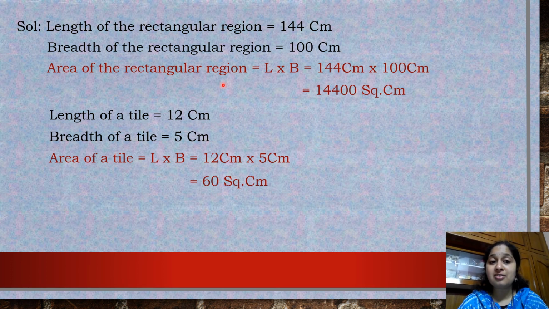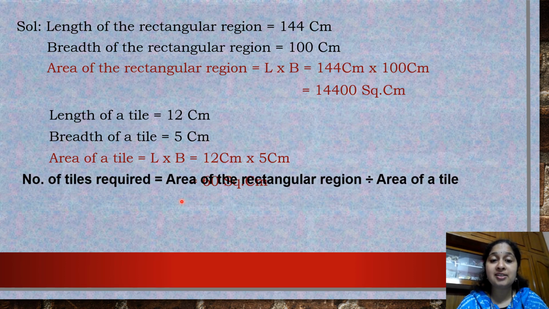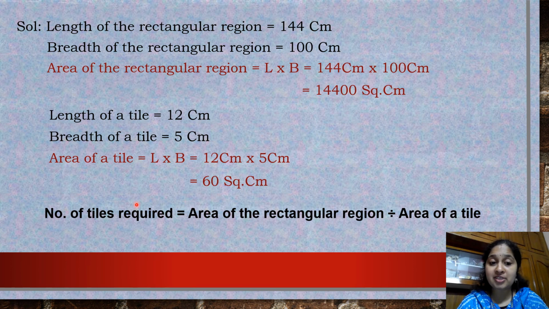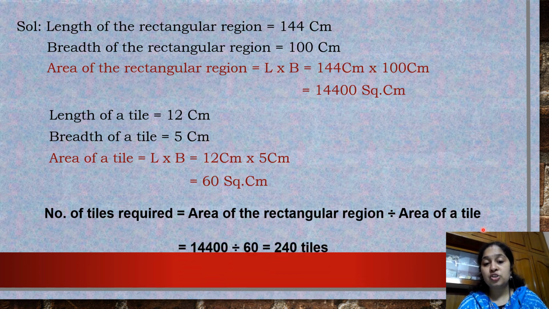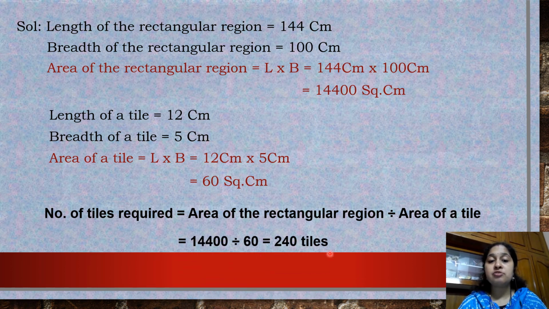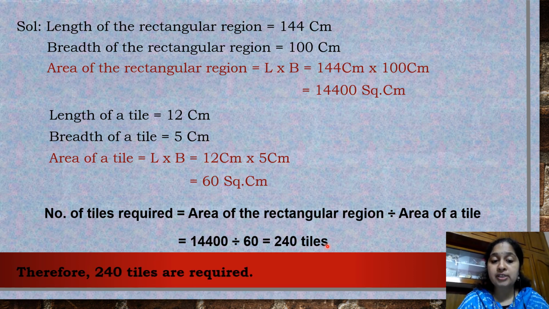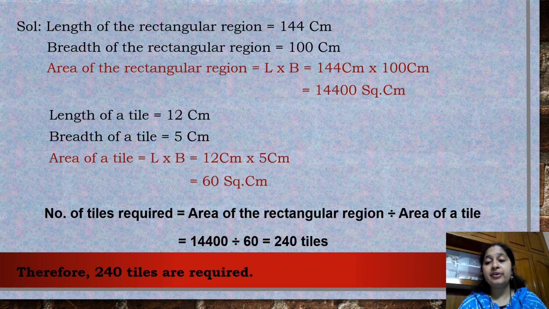So now we got the area of the rectangular region. We got the area of the tile. So what is the number of tiles required? Number of tiles required is nothing but area of the rectangular region divided by the area of a tile. So what is it? 14,400 divided by 60. So what is the answer, children? 240 tiles. Therefore, 240 tiles are required to fill this rectangular region.